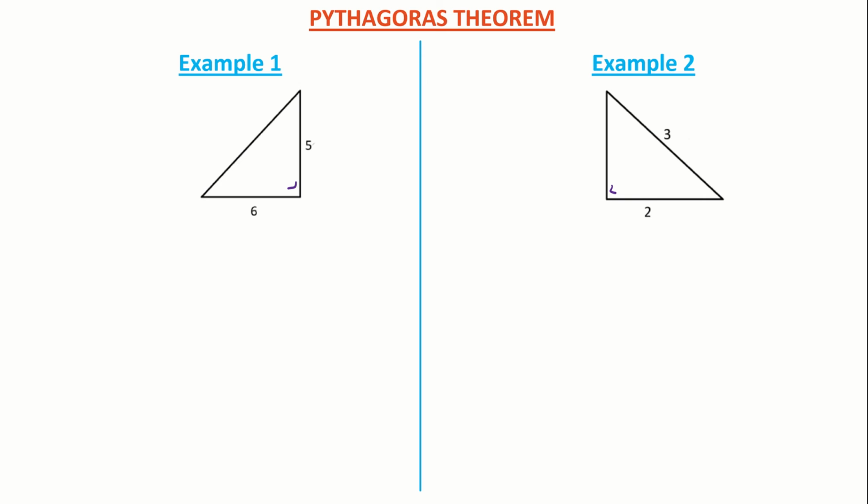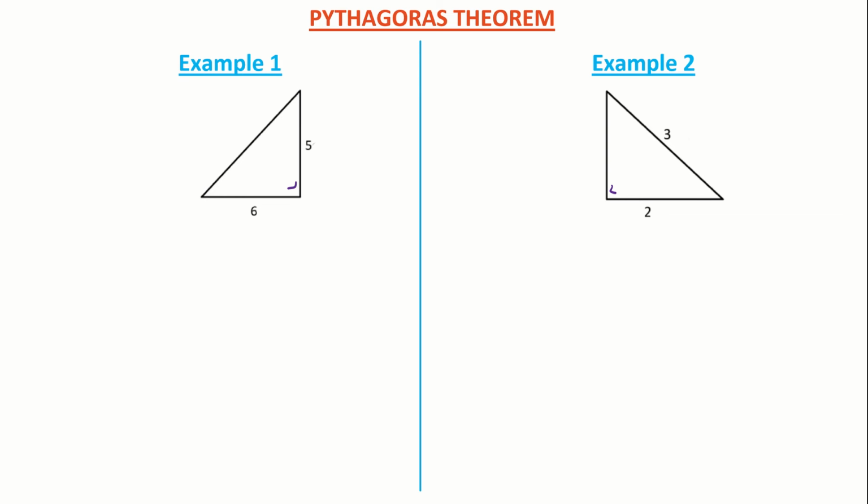In this tutorial video, we are looking at how to use Pythagoras Theorem to find the length of a missing side of a right angled triangle. Pythagoras Theorem will only work for right angled triangles. We're going to look at two questions. The first one, example 1, will be asking us to find the length of the missing hypotenuse, and in example 2, we'll be asked to find the length of one of the other sides when we're given the hypotenuse length.